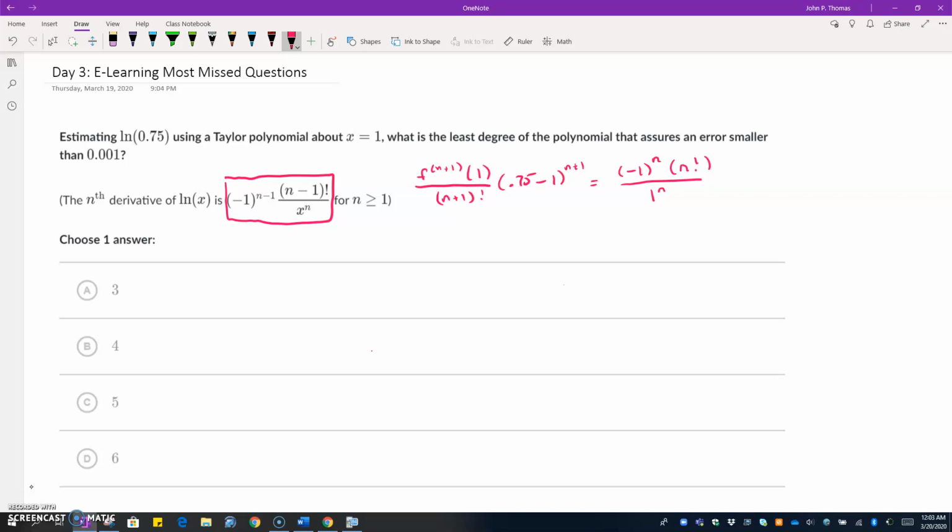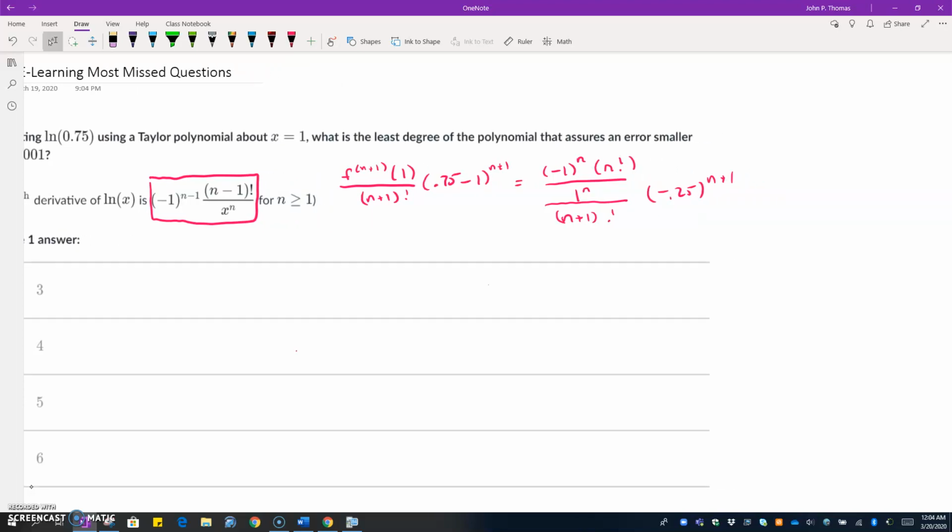If we do have to use Lagrange error bound, we're going to have to come back and look at it at some other values, but we'll leave it here for now. That's all going to be over n plus 1 factorial. And then we're going to multiply that all by negative 0.25 to the n plus 1. All right, now one more step of cleaning that up.